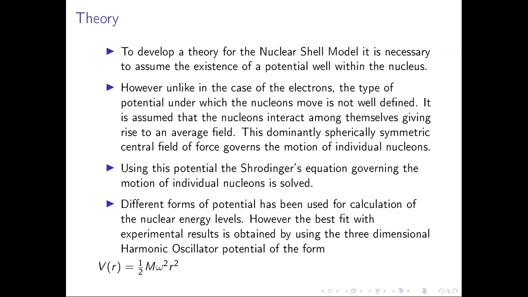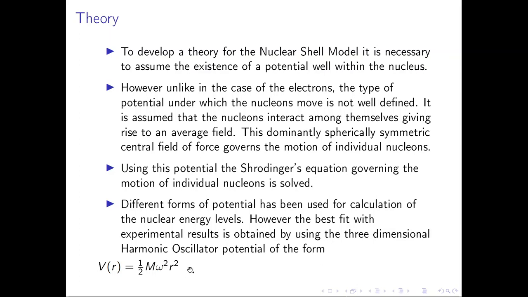Different forms of potential have been used for calculation of the nuclear energy levels. People tried different kinds of potential. However, the best fit with experimental results is obtained by using the three-dimensional harmonic oscillator potential of this form. This is the standard potential.